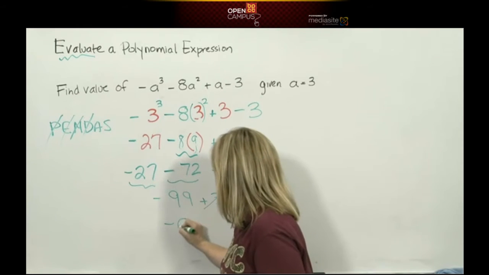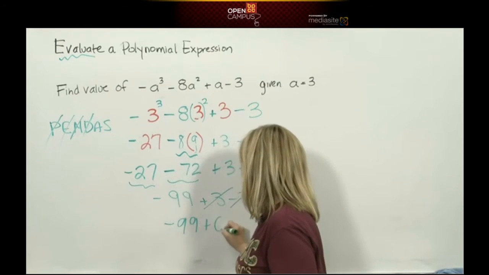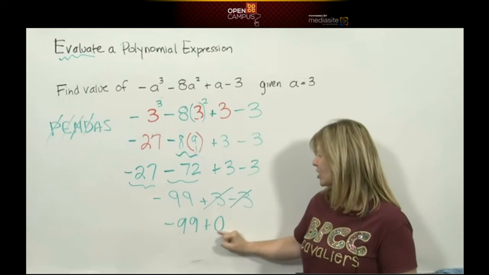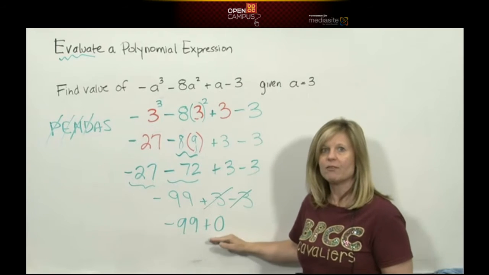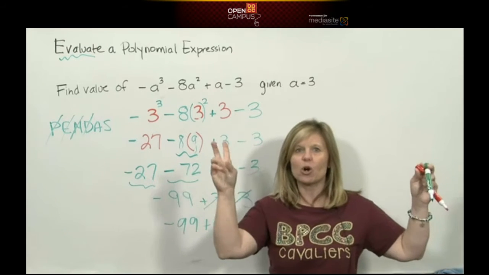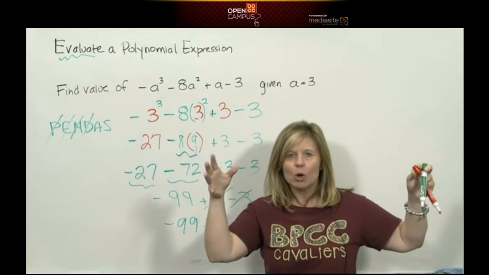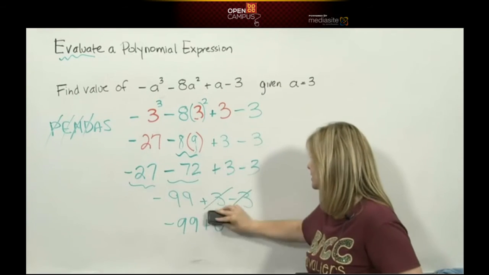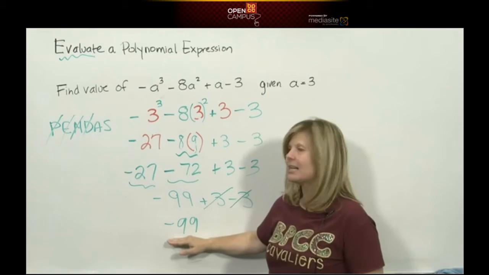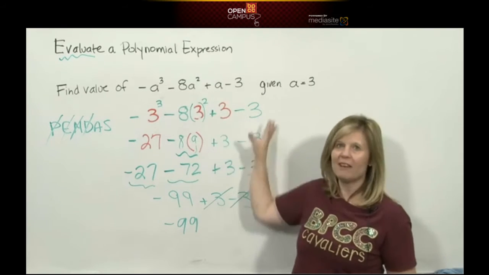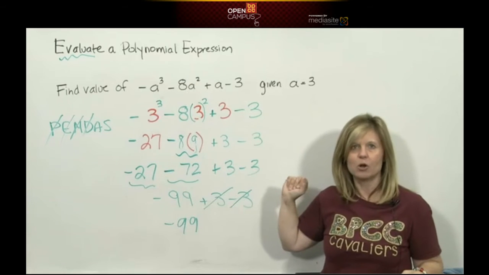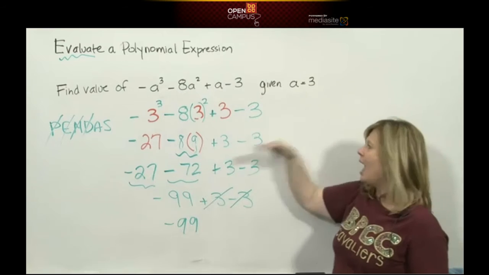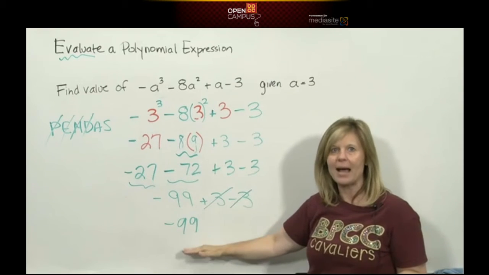Do we have to write negative 99 plus 0? Well, no, because we know from first grade adding 0 does not change. If you remember in first grade, 0 is called your additive identity, which means adding 0 doesn't change your answer. So negative 99 plus 0 is negative 99. You just evaluated a polynomial expression. You replaced your variables with the number given, and then you did your calculation by hand.